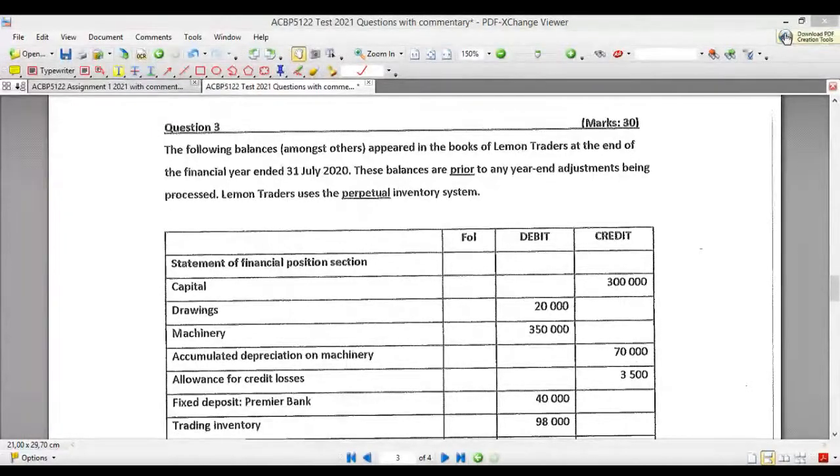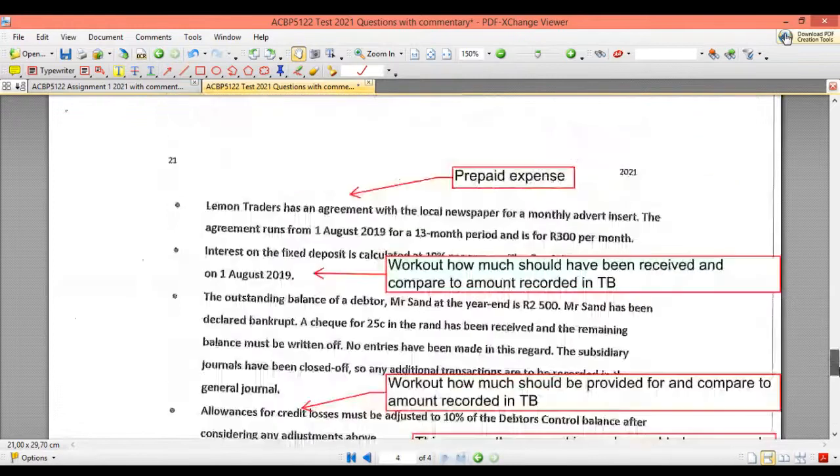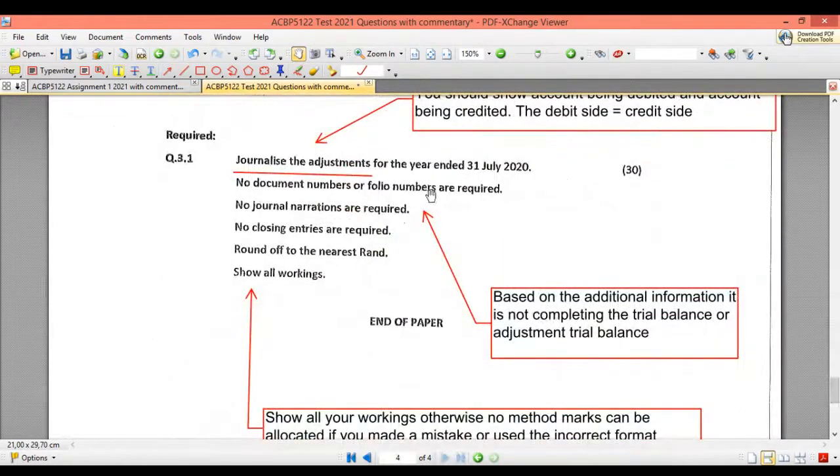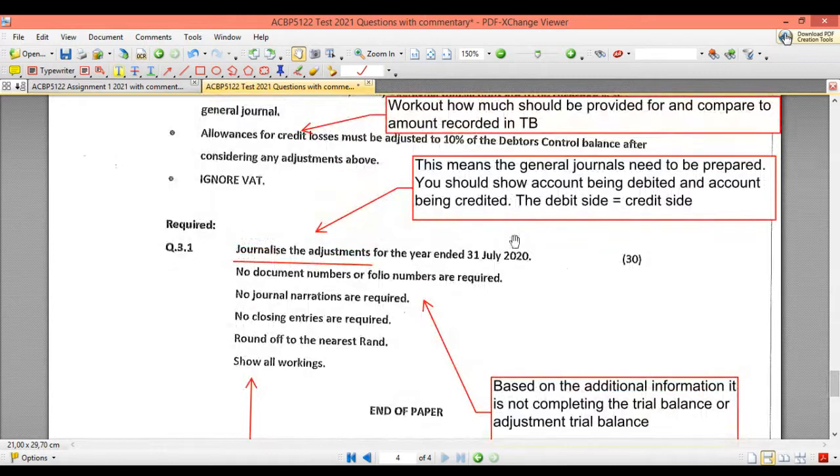Okay, so for question 3 in your test, this is the question that caused a lot of students to either fail or you didn't have to help you pass. Now, what was important to note in this question? If you start with the "you are required to", you would see there they said journalize the adjustments for the year ended 31st of July.